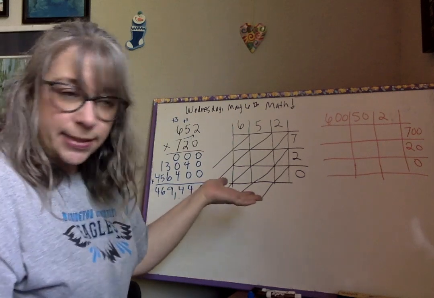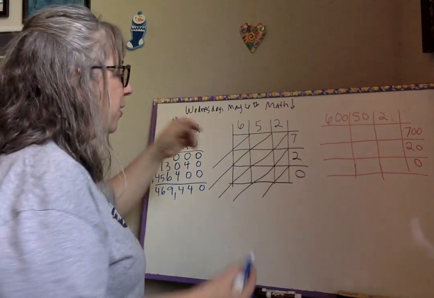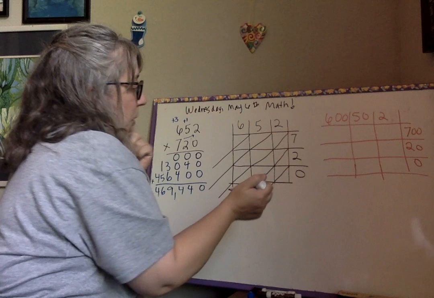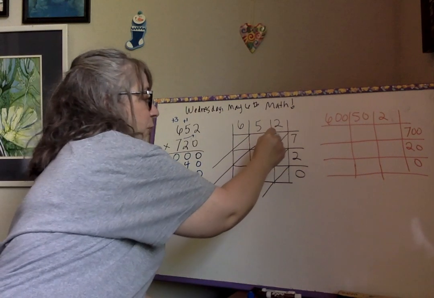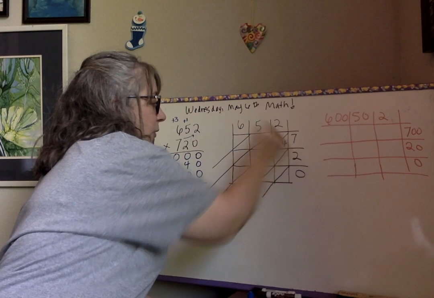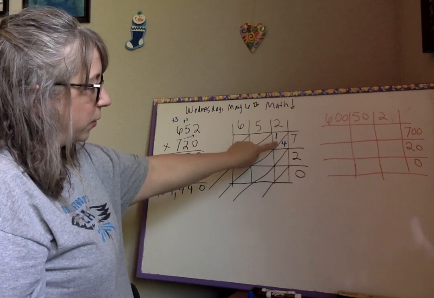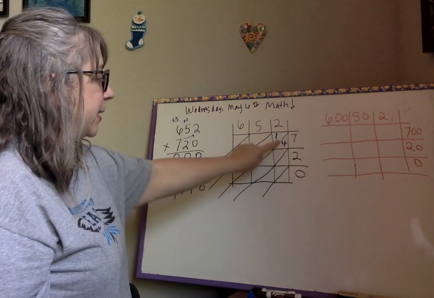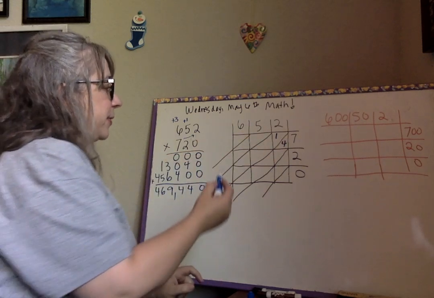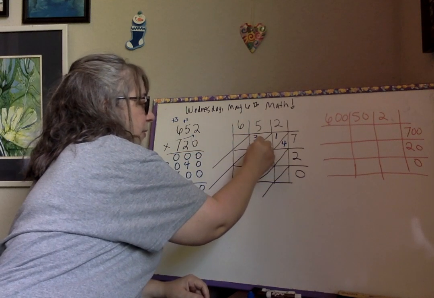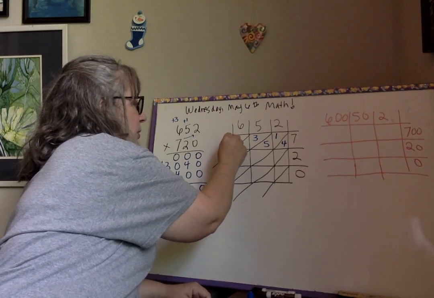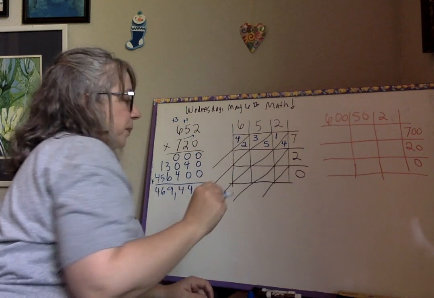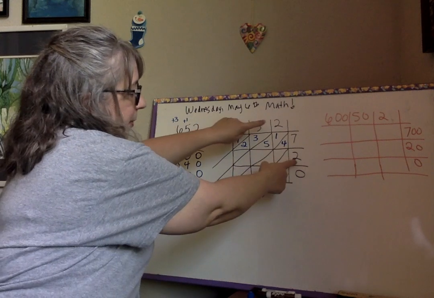Let's do the lattice, shall we? All right, so 7 times 4. 7 times 2 is 14. 1, 4. See how it looks like the 14, 1, 4. Tens place, ones place. 7 times 5 is 35. And 7 times 6, we know, is 42. 4, 2. Okay?